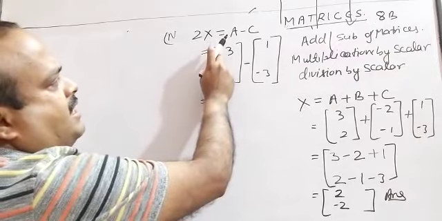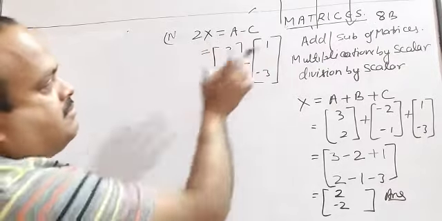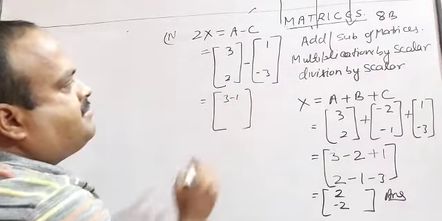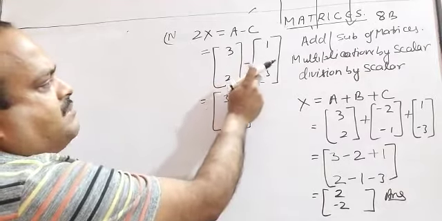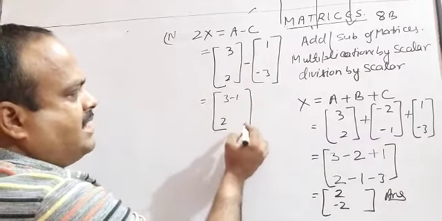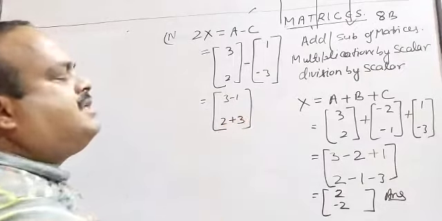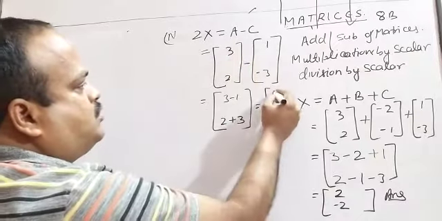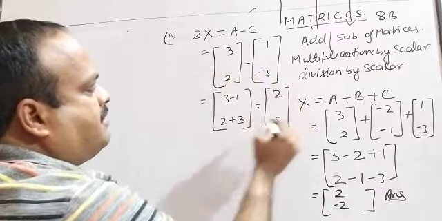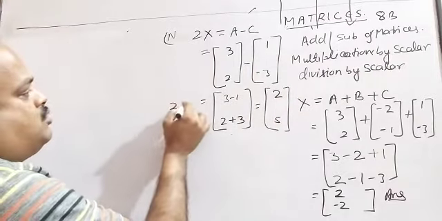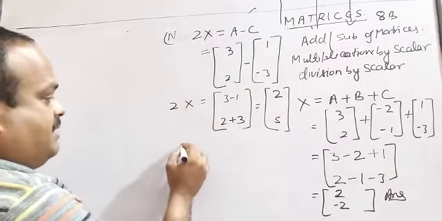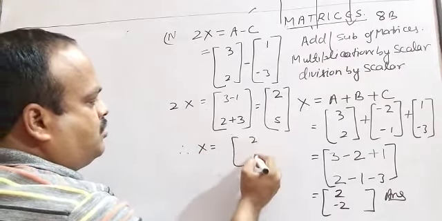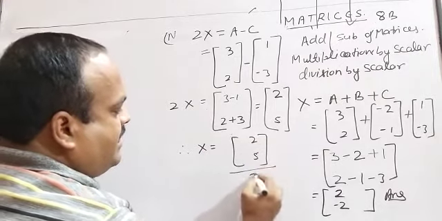So 3 and 1, they are corresponding elements. So 3 minus 1. Now second one, 2 minus 3. I think you know minus becomes plus. So 2 plus 3. So we get here the result A minus C as [2, 5]. But this is not the answer. This is 2 times matrix X. Therefore, X is equal to [2, 5] divided by 2.